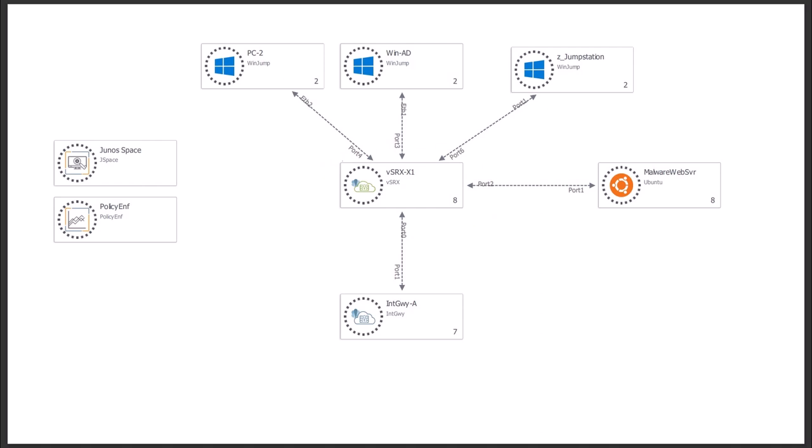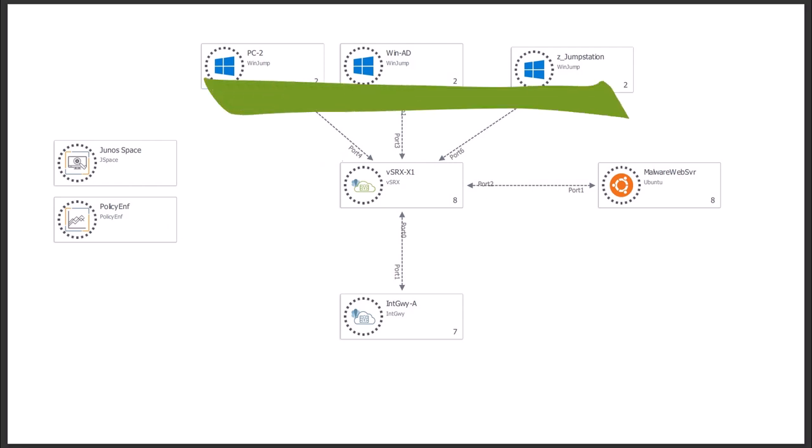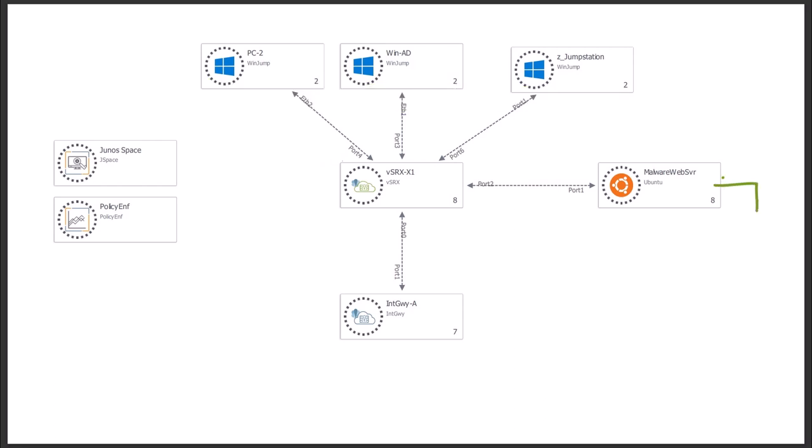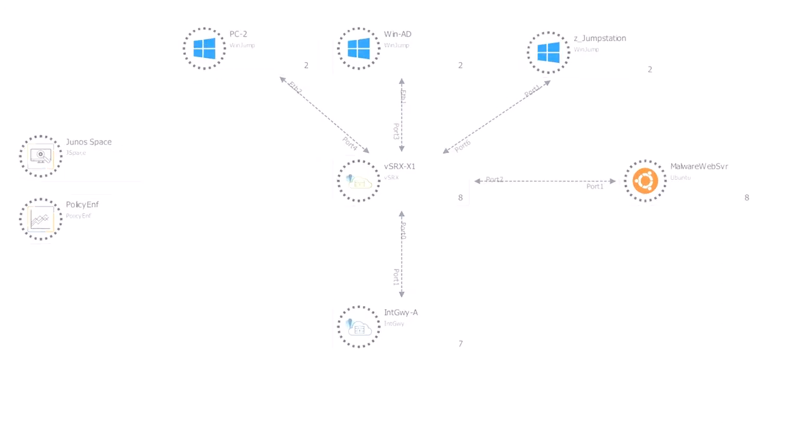In addition to the virtual firewall and cloud-based protections, we are using Juniper Security Director, which is a centralized management system. It is used to facilitate our configuring and monitoring of the VSRX firewall. And we are using Juniper's Policy Enforcer as well. Juniper's Policy Enforcer enforces security policies on endpoints and ensures they comply with corporate security standards. We also have several Windows workstations, each of which is connected to the VSRX. Finally, we have an Ubuntu server acting as the malware download server.